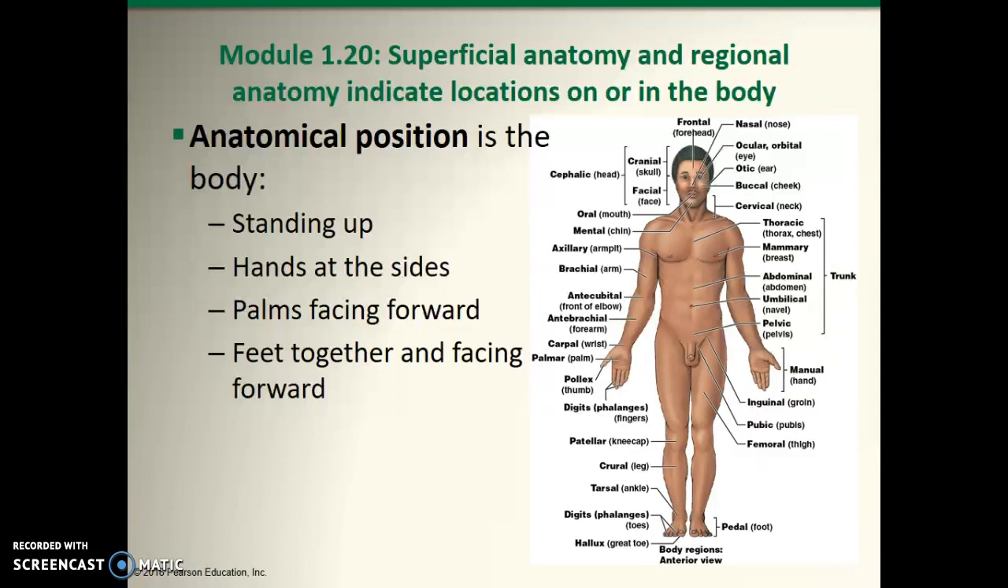Nasal, nose. Ocular is eye. Ocular or orbital is eye. Otic is ear. Buccal, cheek. Cervical, think of a cervical collar. If you've hurt yourself, it's neck. Thoracic is your chest area. Mammary refers to the breast. Abdominal, umbilical, pelvic is all part of the trunk. Manual is hand. Inguinal is the groin, that crease between your leg and your trunk. Pubic is the pubic area. Femoral is the thigh, and pedal is the foot.